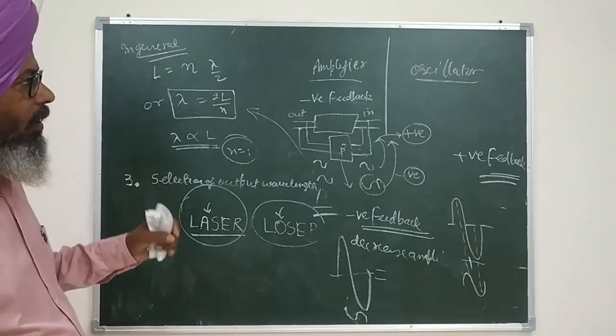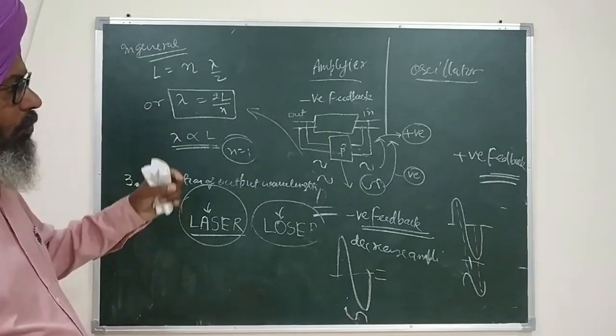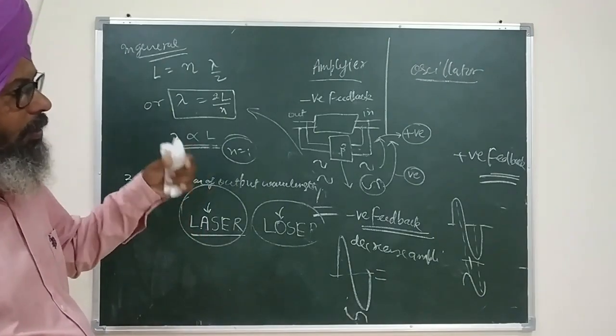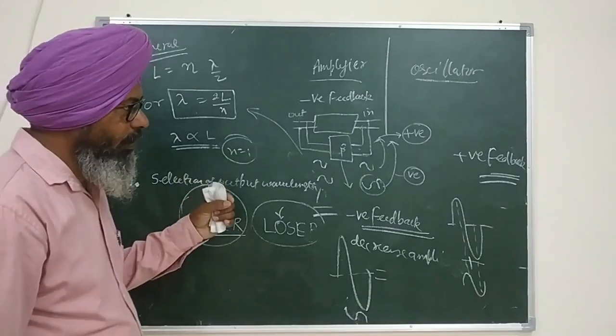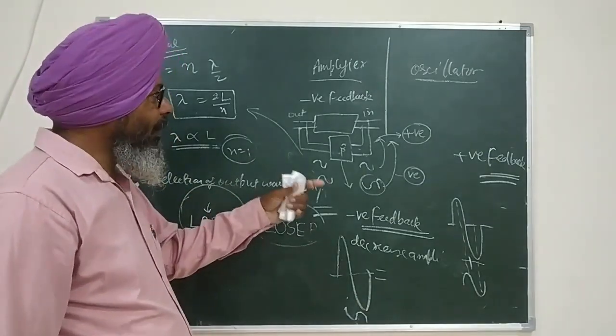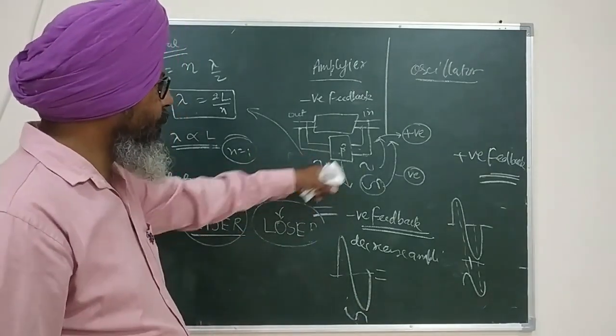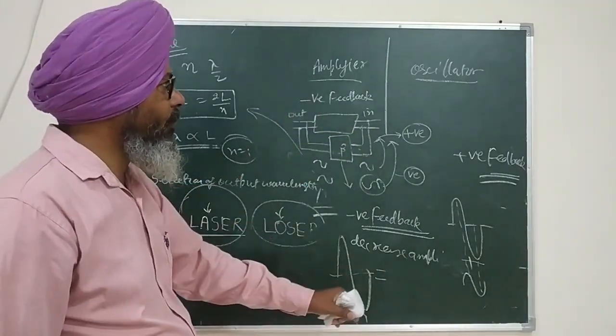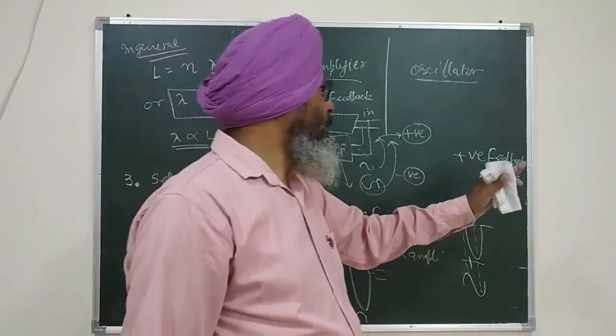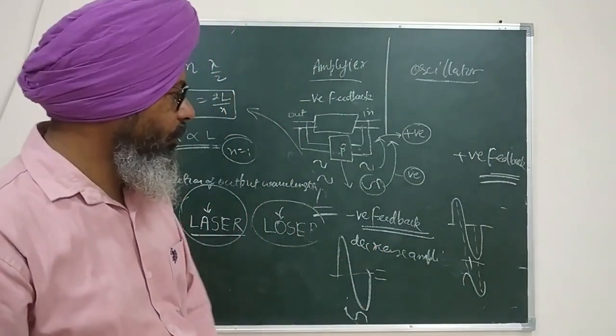The amplitude always decreases in negative feedback. In case of an amplifier, in order to reduce the noise, we always keep the feedback slightly negative. Overall there is amplification, but whenever feedback is given, after feedback there is always a decrease in amplitude. And in case of an oscillator, there is always a positive feedback.